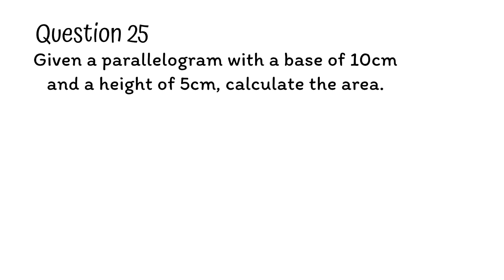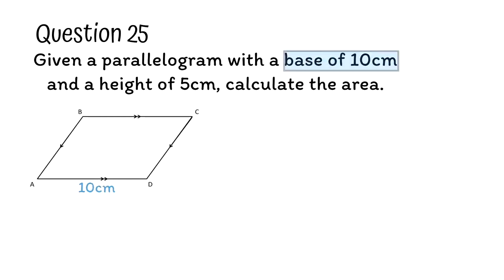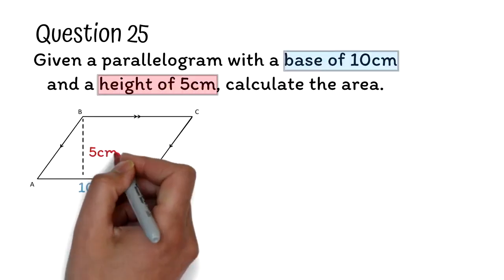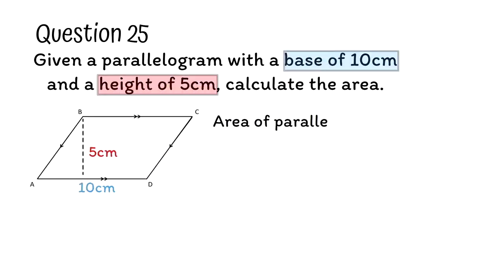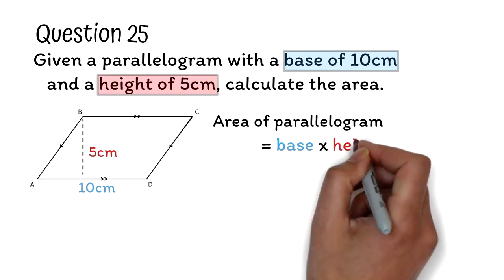Question 25. Given a parallelogram with a base of 10 centimeters and a height of 5 centimeters, calculate the area. First, draw a parallelogram ABCD. We are given that the base is 10 centimeters and the height is 5 centimeters. Area of a parallelogram is base times height.